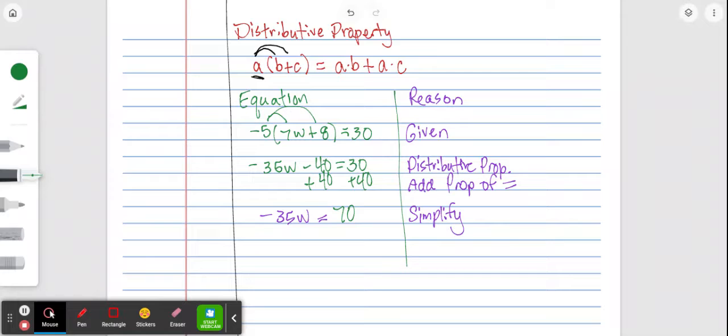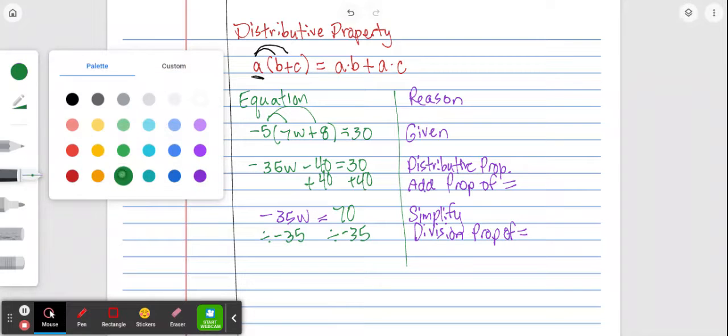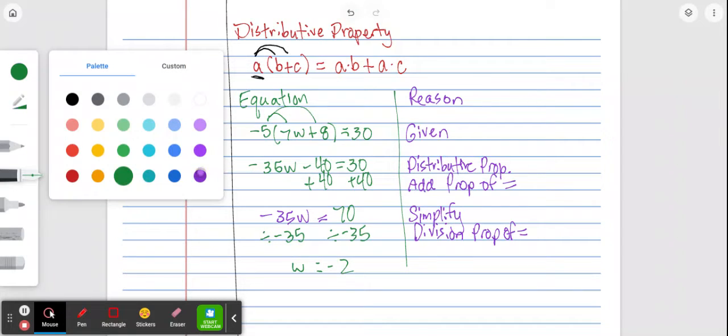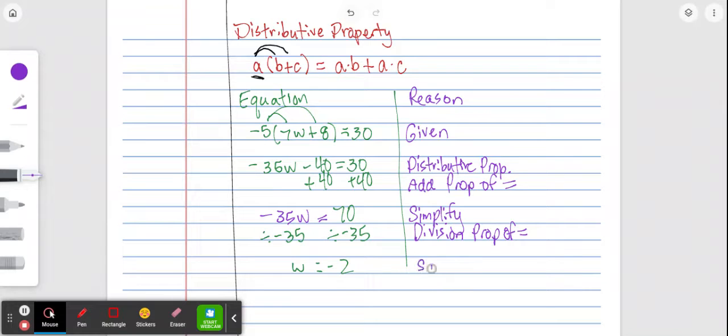We're going to divide both sides by 35. And this is the division property of equality. Last but certainly not least, we're going to simplify. We get W is equal to -2, and that is because I simplified, and we are done. Boom. Okay.